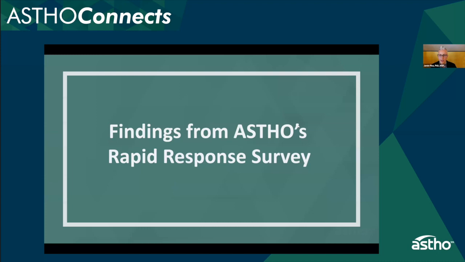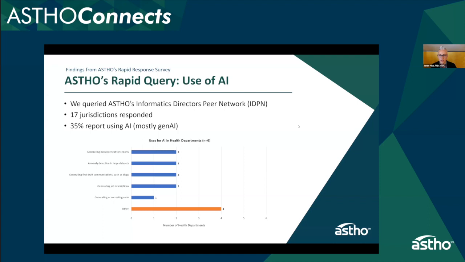And to do that, we queried ASTHO's Informatics Directors Peer Network. Now, our Informatics Directors Peer Network, or the IDPN, is a venue for state health agencies to come together, and it's all of their informatics directors and their data modernization directors and their staff to share information on promising practices, to network with one another, and to engage in meaningful discussions about informatics and public health. So like I said, to learn more about how those individuals at health departments are using AI, we sent out a very brief query to all of the members of the IDPN. And we got back responses from 17 different jurisdictions and practitioners within them.